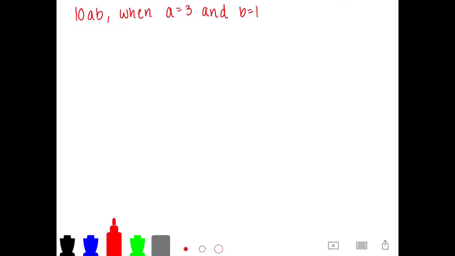With this problem, we're multiplying two variables by each other. So we have 10 times a times b when a equals 3 and b is equal to 1. Plugging in our given values, we will rewrite this as 10 times 3 times 1, which is equal to 30.